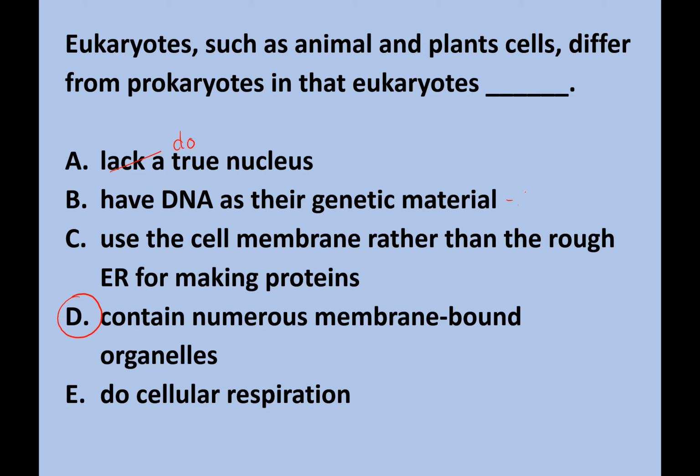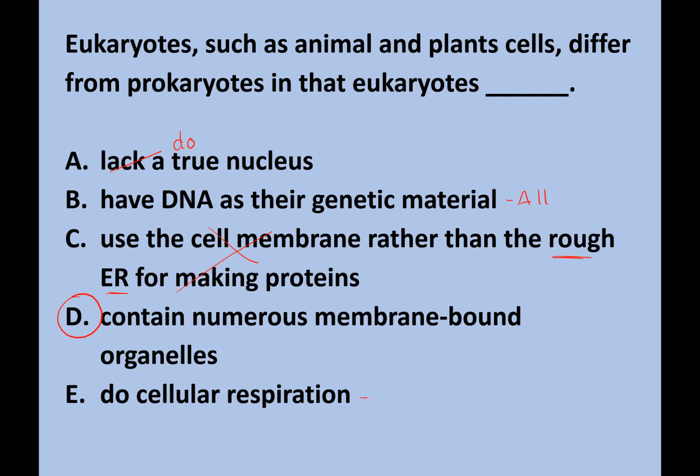All cells use DNA as their genetic material. This is not true for any cells. Cells don't use their cell membrane, but remember that eukaryotes use the rough ER for making proteins sometimes. Prokaryotes make proteins on free-floating ribosomes.